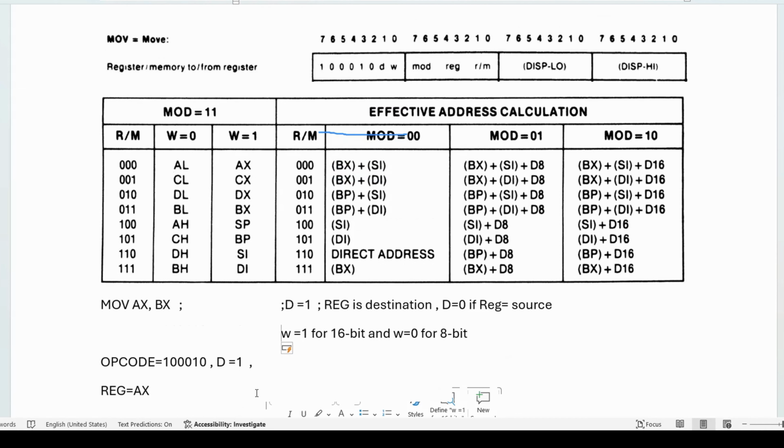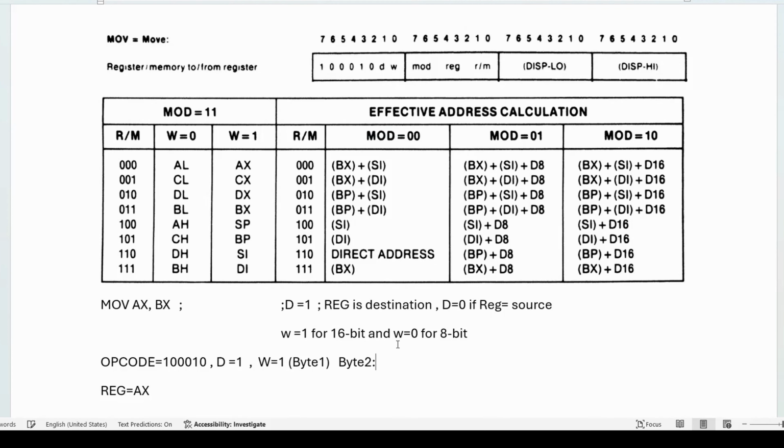So now I'm going to talk about what W is. W is 1 here. In this instruction, if you see, both of these registers are 16 bits, so W will be 1. So at this point, one can say that your byte 1 is complete. That is all about byte 1. Byte 1 is completed. Now we will talk about byte 2.